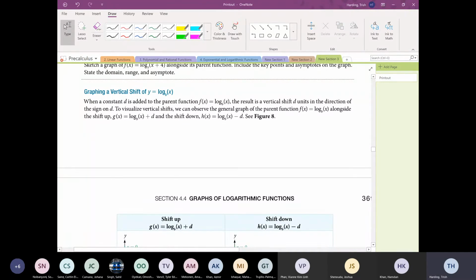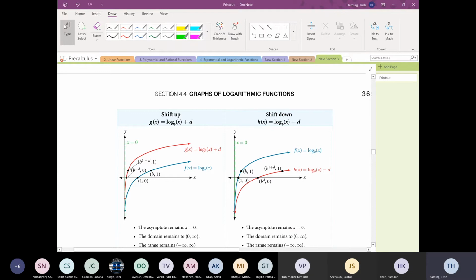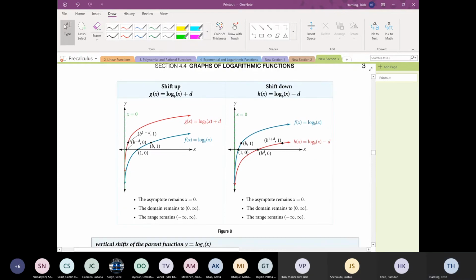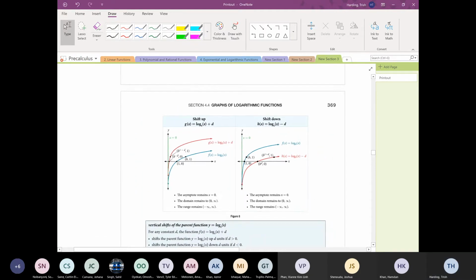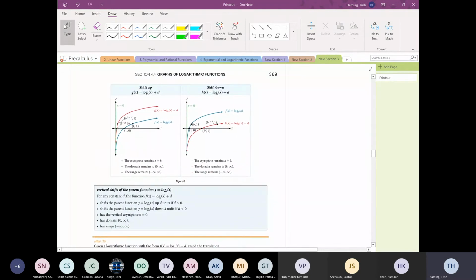So now we're going to be working outside of the parentheses, which means that it's going to be moved up and down. And notice it gives you key points here. And it goes with the sign. So when it's plus d, it'll move up. When it's minus d, it will move down. This is just like all of the other ones. We're just shifting it on that y. So it's just going to go up and down, depending on what we're adding or subtracting.